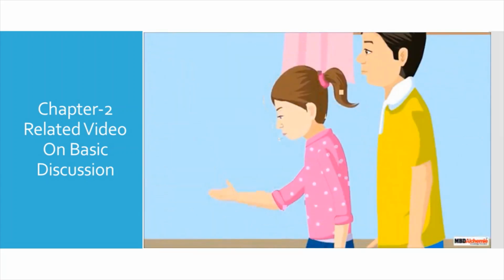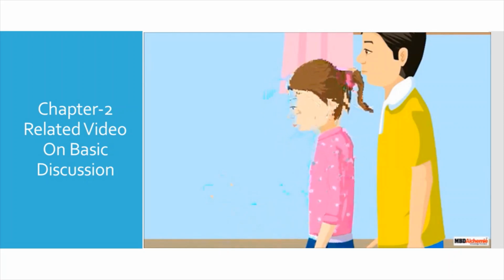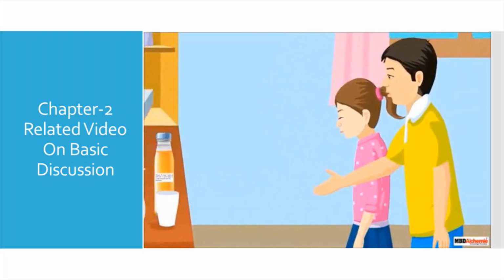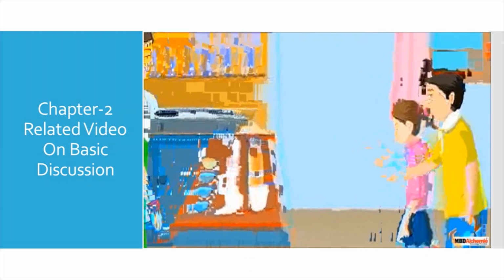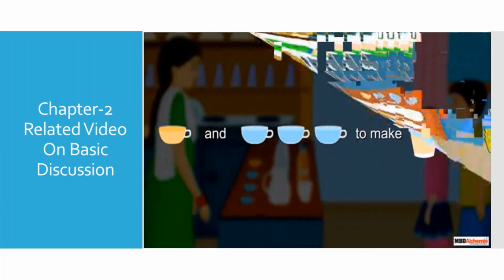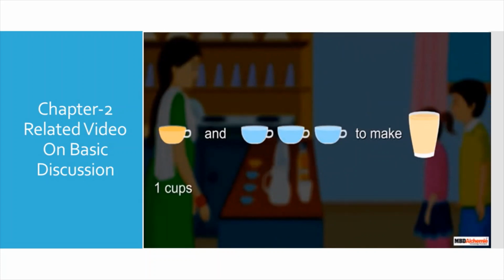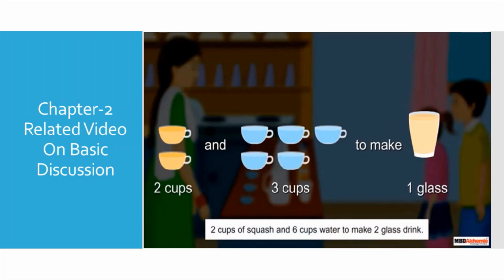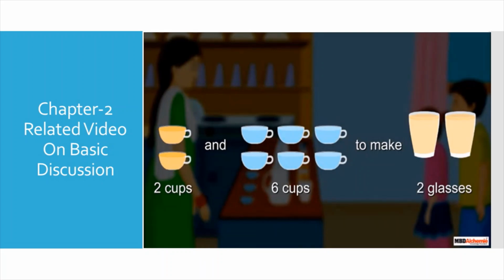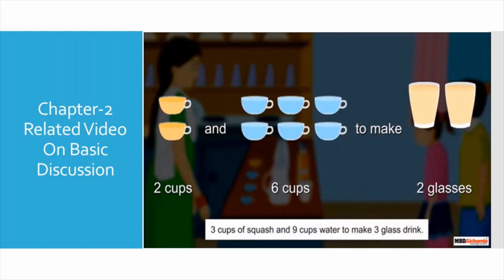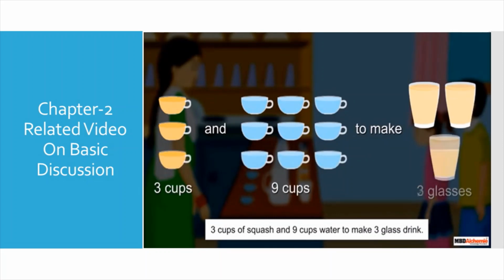Mummy, please make 1 drink for me too. Now, how will you add the squash and water to make the drinks for both of us? See, to make it for 1 person, we have to take 1 cup of squash and 3 cups of water. For 2 persons, we have to double the quantities of both the squash and water. That means we need to take 2 cups of squash and 6 cups of water. Think, if I have to make it for 3, then we have to take 3 cups of squash and 9 cups of water.